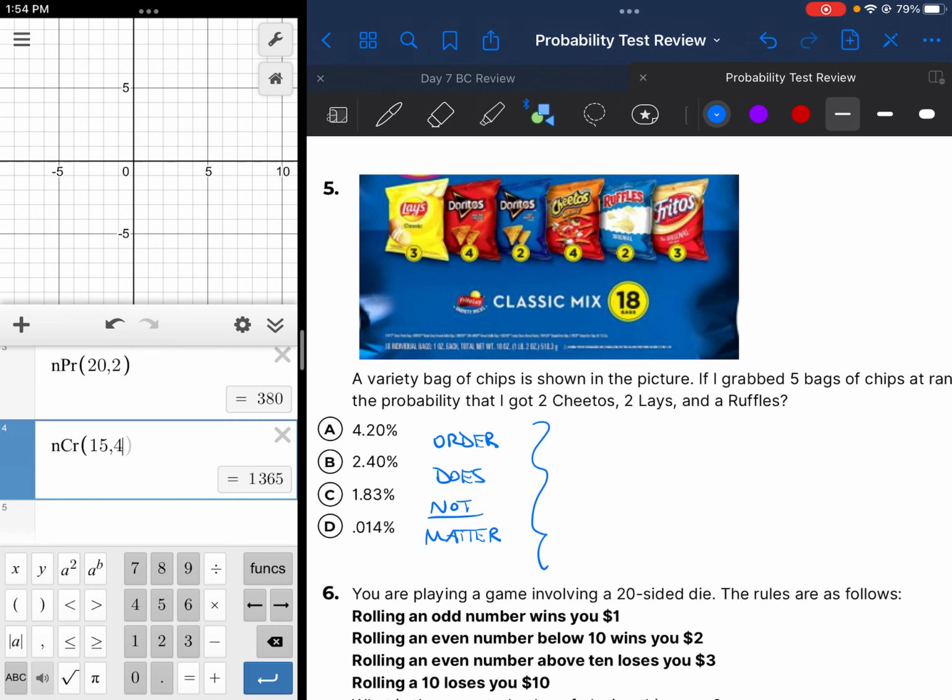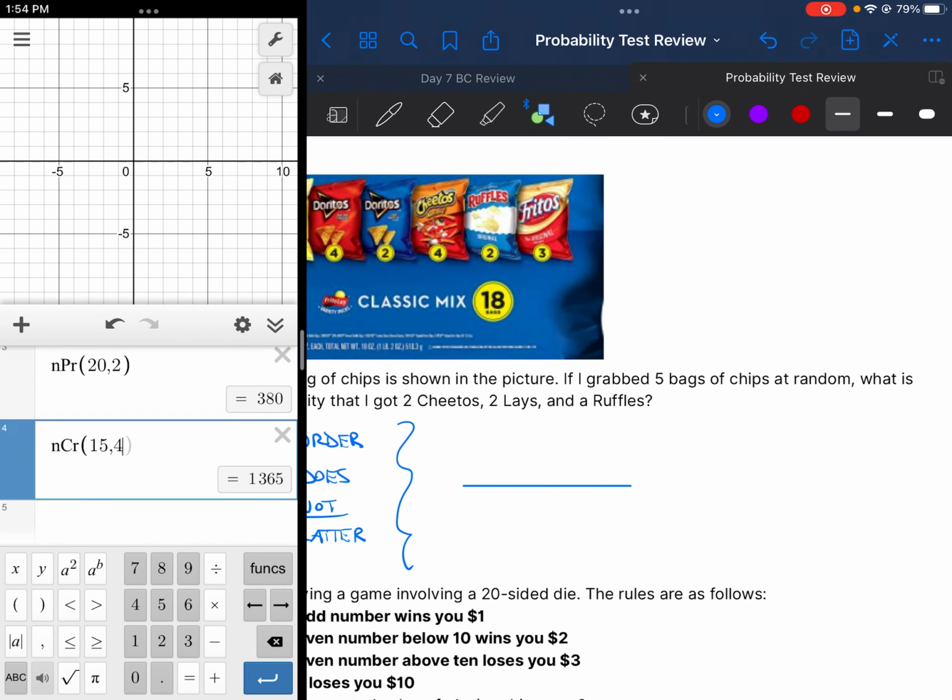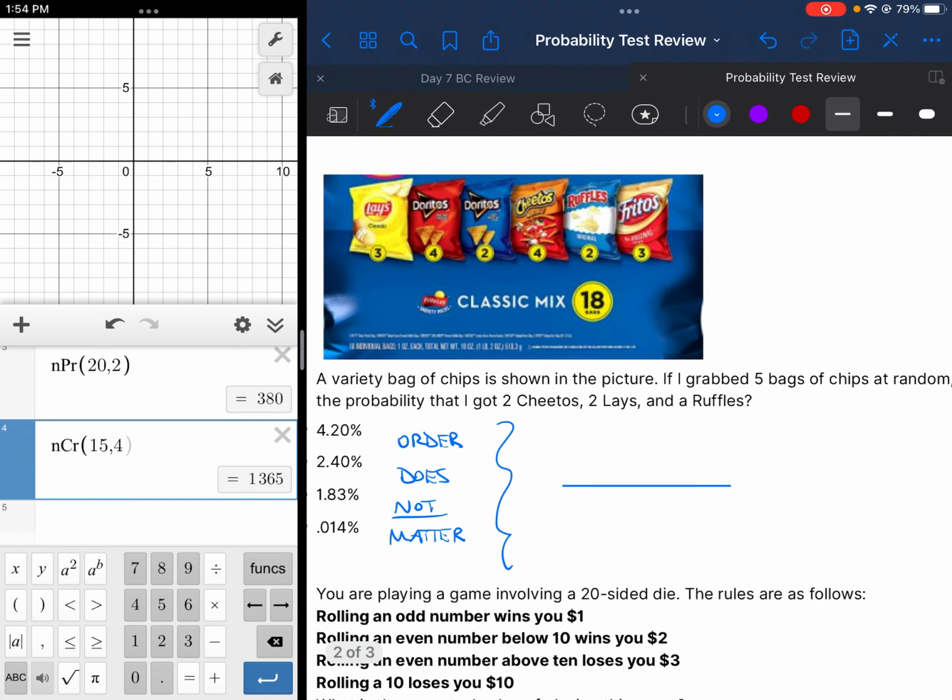But remember that when we set up these probabilities, we would always put the number of total outcomes in the denominator. So we know we have 18 bags total. We are choosing 2 plus 2 plus 1, 2 Cheetos, 2 Lays, 1 Ruffles. So we're choosing 5 bags of chips. 18C5.